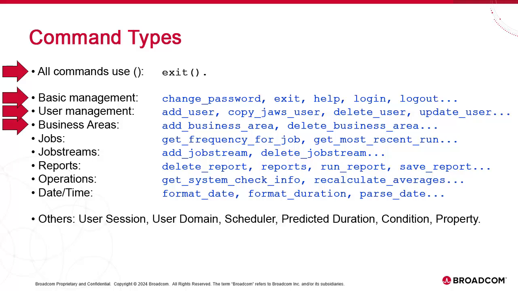We can manage business areas: add, delete, update, and so forth. We can retrieve information regarding jobs in the scheduler. Obviously, you won't be able to update job definitions in the scheduler itself, but you'll be able to access much of the information for scheduled jobs, like frequency and most recent run. AAI offers a complete set of commands for job streams. You can add, modify, delete, trigger runs, access run information, and a lot more.